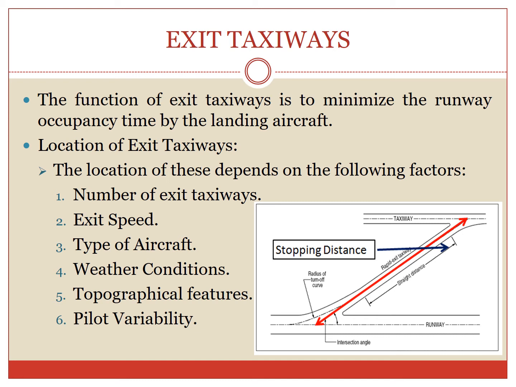Next is the type of aircraft. Now, different types of aircraft land at different speeds. Therefore, the distances required by different aircraft to reduce their speed vary with the type of aircraft. This in turn affects the location of the exit taxiways.